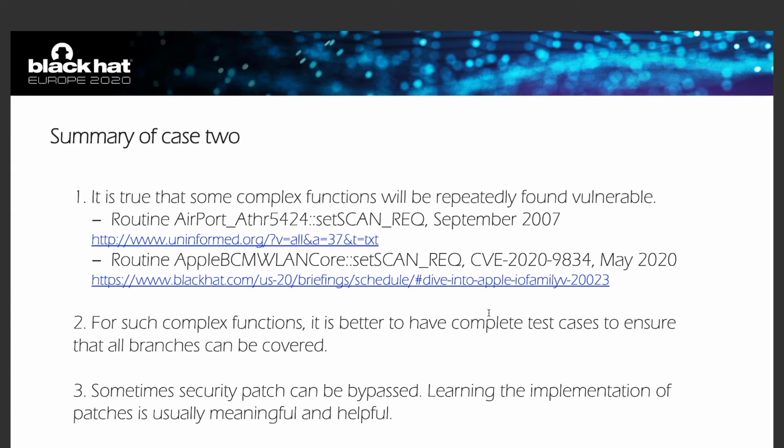In fact, vulnerabilities are found repeatedly for some complex functions. Another interesting case is 2020-9834. It's a Wi-Fi vulnerability I discovered this year. This vulnerable function was attacked 30 years ago. So for such complex functions, it is better to have complete test cases to ensure that all branches can be covered.